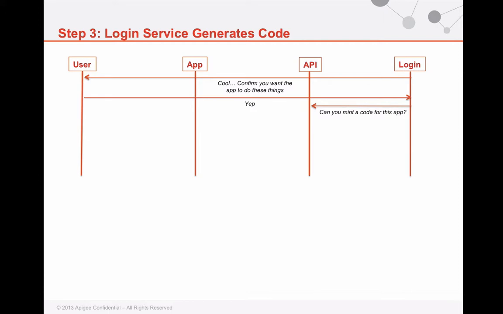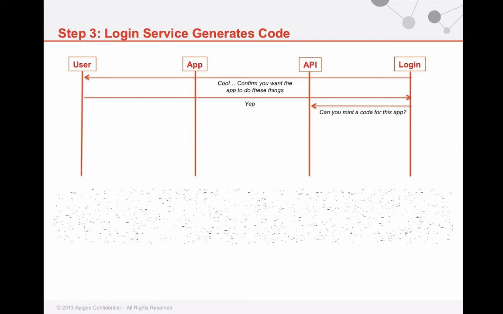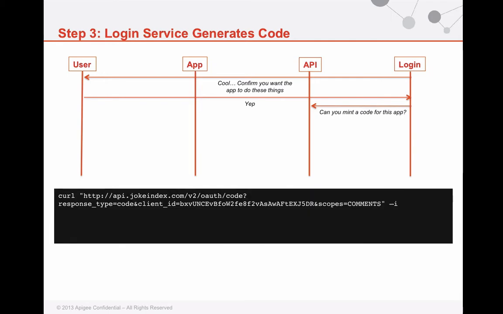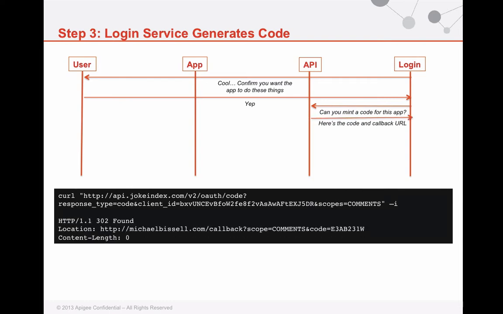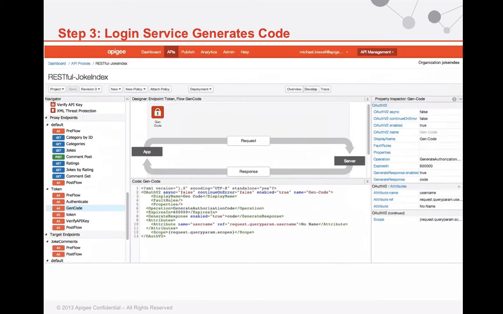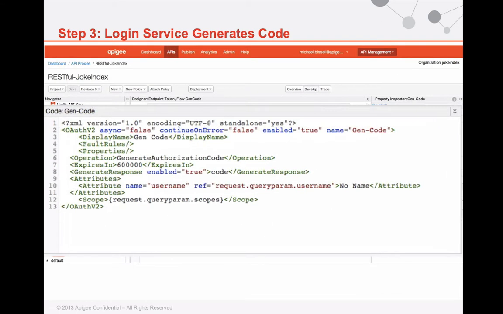Now, www.jokeindex.com is talking to api.jokeindex.com to generate a code, and that code comes back with that callback URL. We do this with just one policy, the OAuth 2 policy again, and the function in here is Generate Authorization Code.